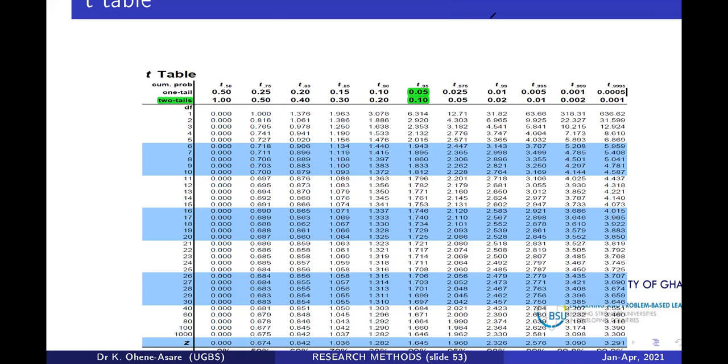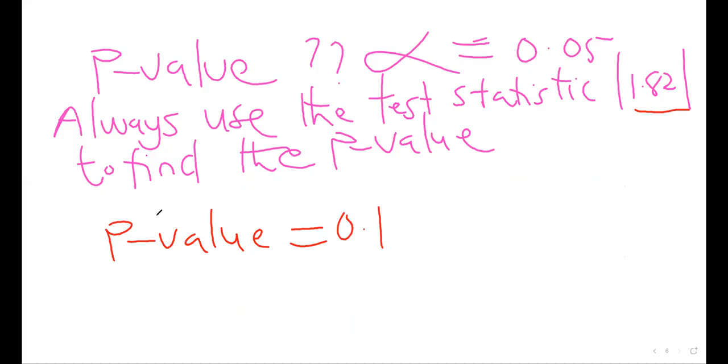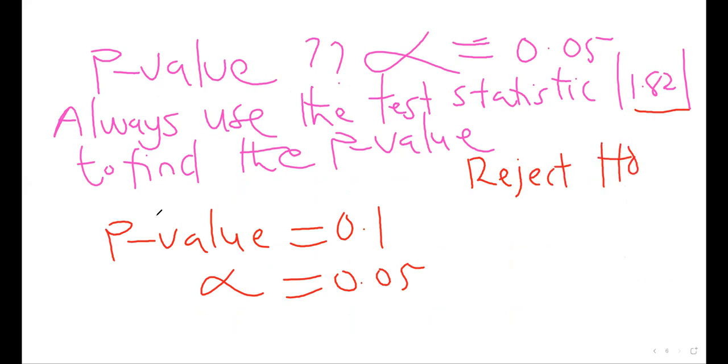So you will write your answer down and say that the p-value is equal to 0.1. Alpha, you know it to be 0.05. Now let me give you the decision rule for the p-value approach. It's like the opposite. The decision rule is: reject the null hypothesis if and only if the p-value is less than or equal to alpha.